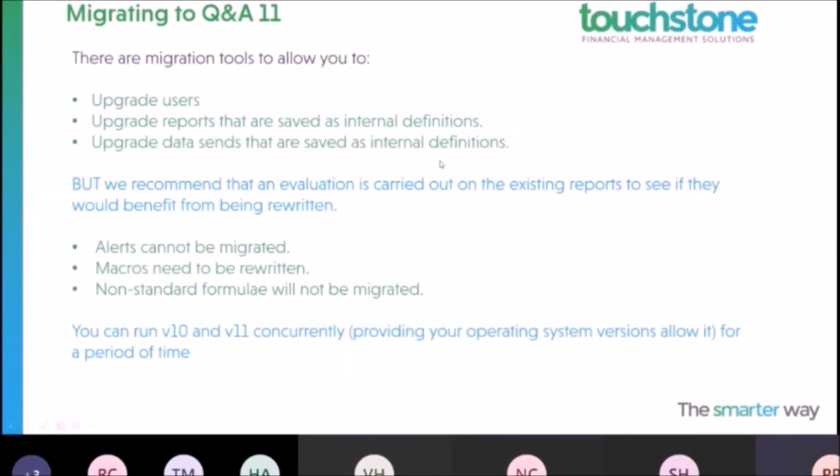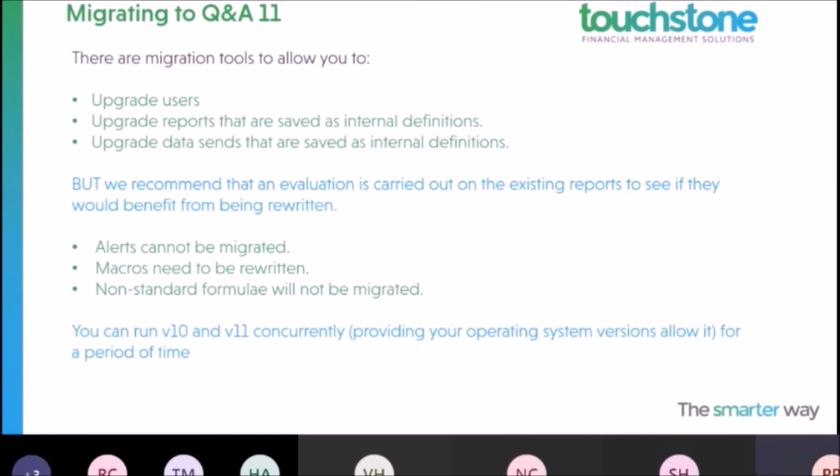When it comes to migrating, we have some tools that allow you to migrate your reports. Now there are quite a lot of caveats, just like there were on QA10 if you upgraded from older versions or upgraded your products from Sun 4 to Sun 6, for example. So you can upgrade your users using the tools. You can upgrade any QA10 reports that are saved as internal definitions.